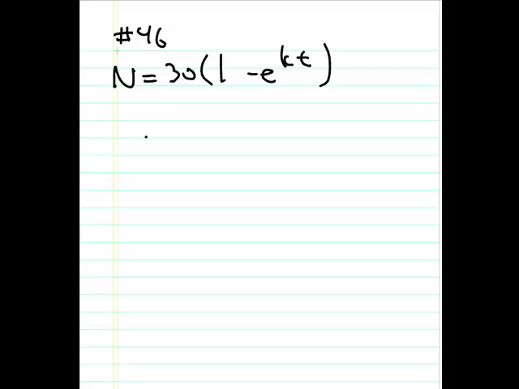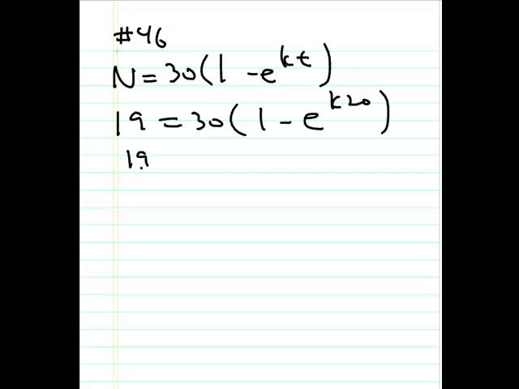Same situation as we've been doing. We go through and we've got the initial conditions. The initial condition states that after 20 days on the job, the employee produces 19 units. We're going to plug that into the equation: 19 is equal to 30 times (1 minus e to the k, which we don't know, times 20). The task here is to solve for k.